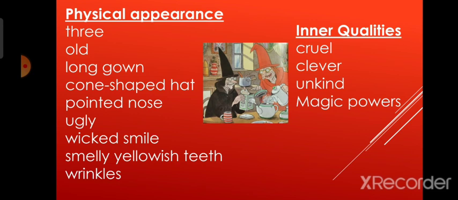First of all, you will write the physical appearance of the witches. All of you have the reader with you. You can look at the pictures. There were 3 old witches. 3. Adjectives describe the numbers of the nouns also. There were 3 witches, and they were not young, they were old.